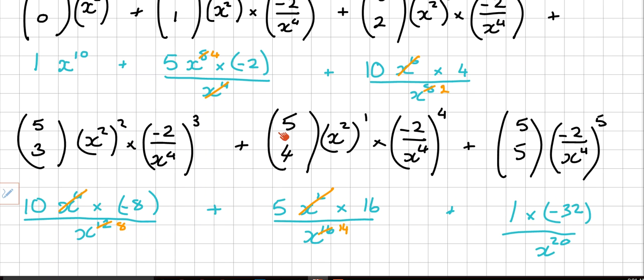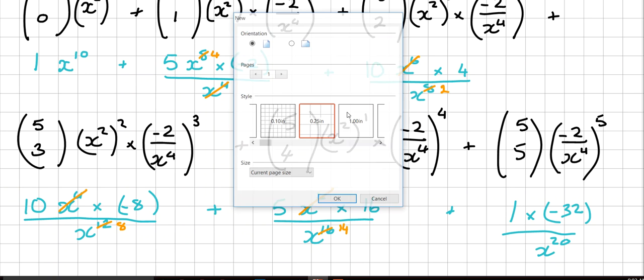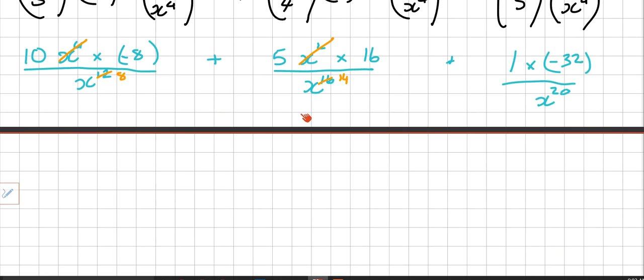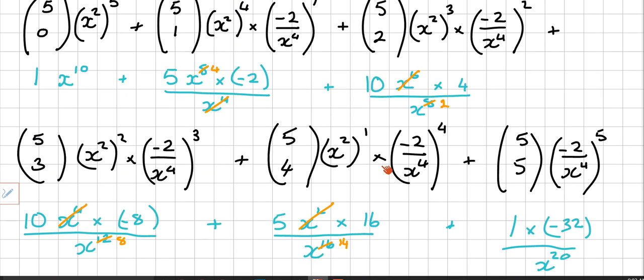Right. How you feeling about this one so far? A lot of work, but not so difficult yet. No?